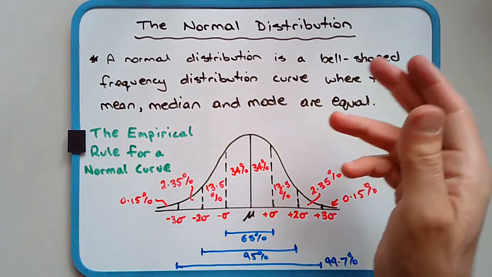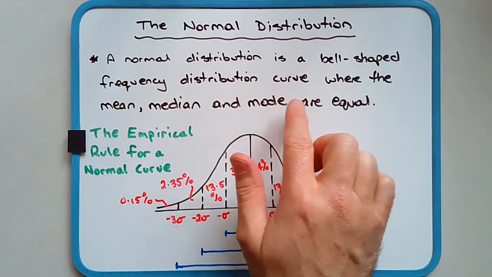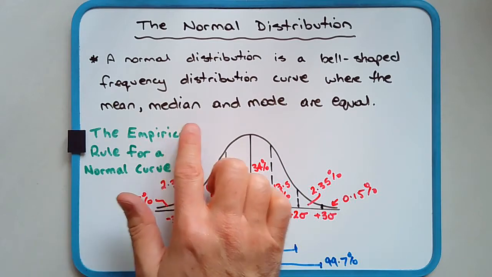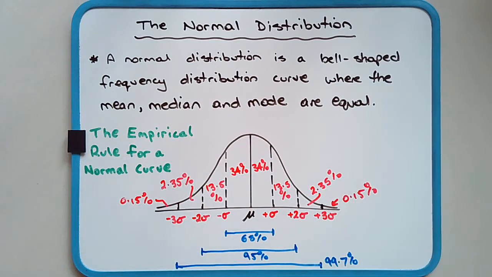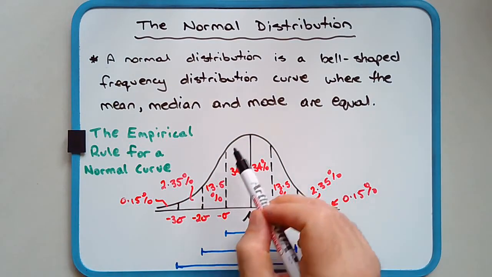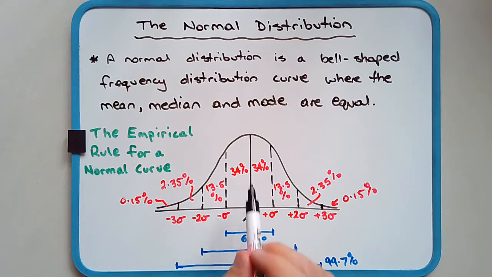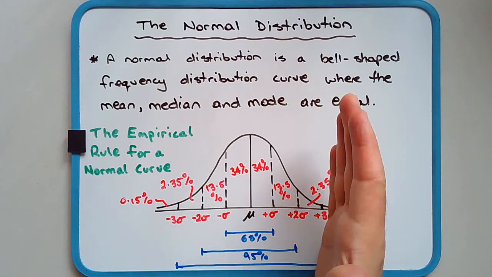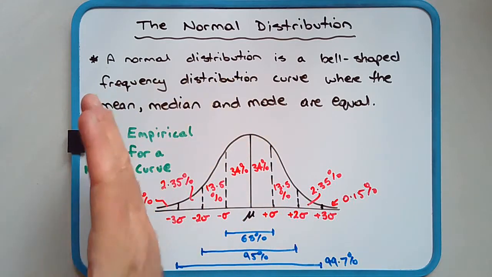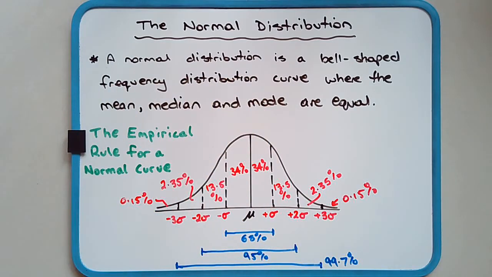So a normal distribution is a bell-shaped frequency distribution curve where the mean, median, and the mode are equal. Okay, in fact, here's an example of a bell curve or a normal distribution. There's the mean. The mean's in the center. So the median would also be in the center, and so would the mode. Okay, so that would be the center line there. Half of the scores would be above the mean, and the other half are below the mean. Okay, something else to note, it's a smooth curve as well. Okay, no jagged edges.